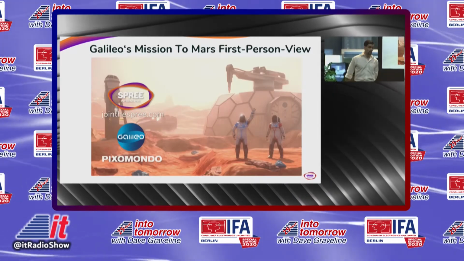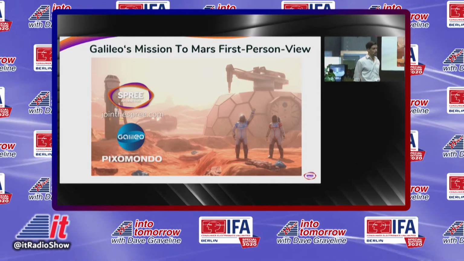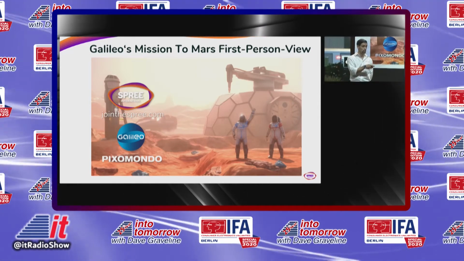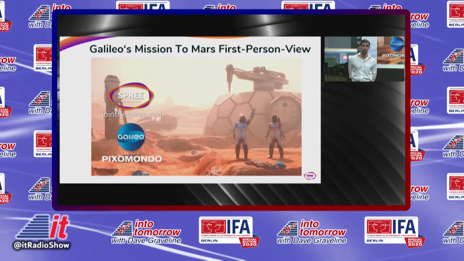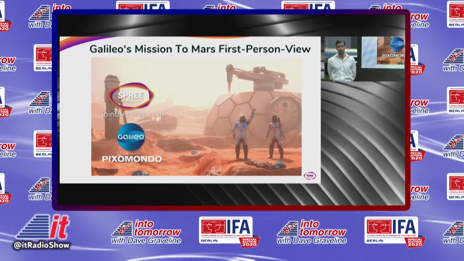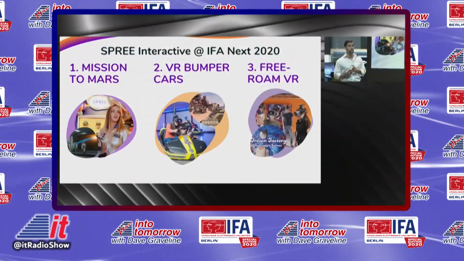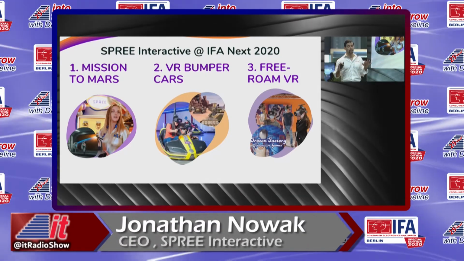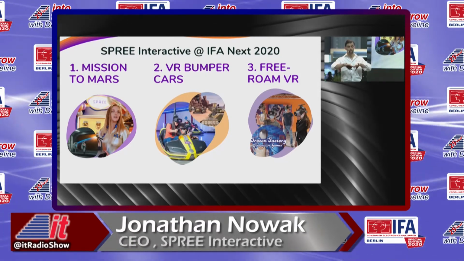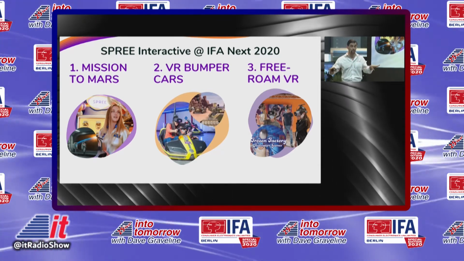So ProSiebenSat.1 invested 3 million into us, and that's why we teamed up with Galileo. And ourselves, we produce a mission to Mars in collaboration with Pixomondo. Pixomondo is a Hollywood FX studio who usually do special effects for Game of Thrones and other companies. The VR bumper car teaser, where you get a virtual insight into what we call a half pipe. So you think you're on a half pipe, but you're actually on a flat surface, of course.